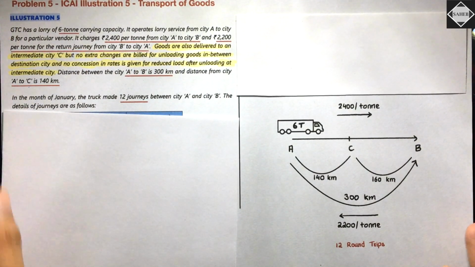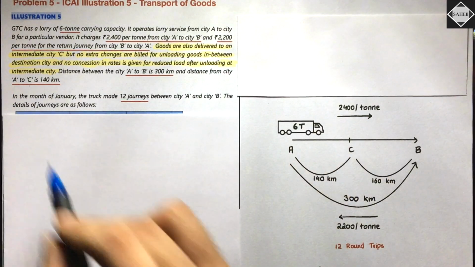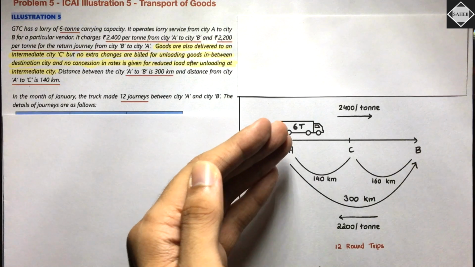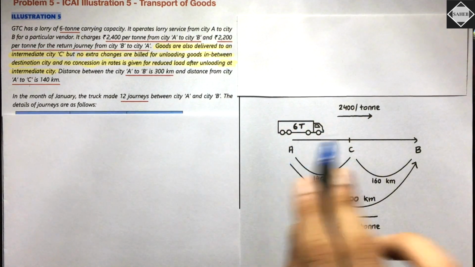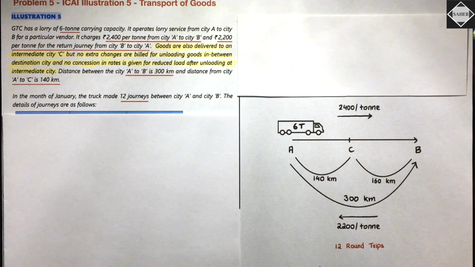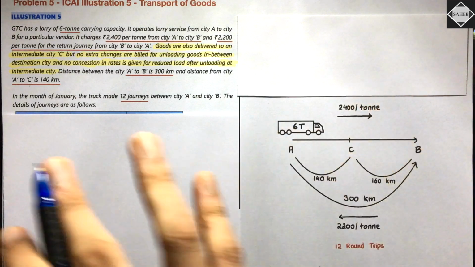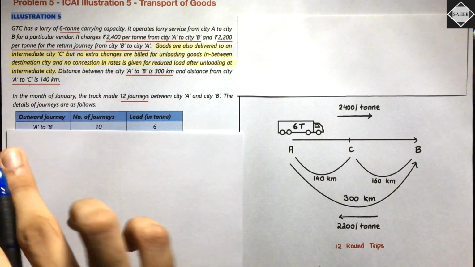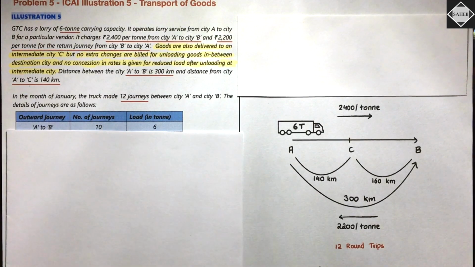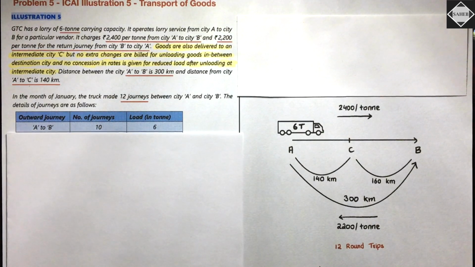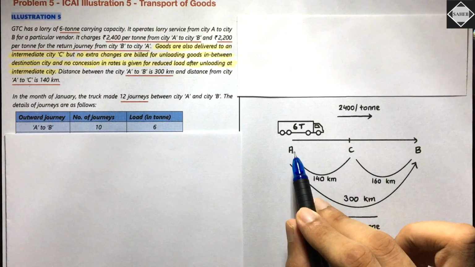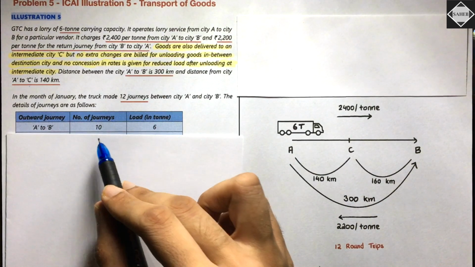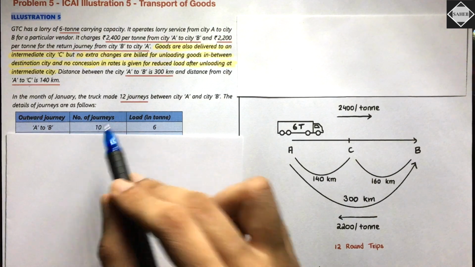Then they have given us the details of these 12 round trips. You have to understand clearly. 12 times we have gone outward from A to B, and then 12 times we have returned. Now here they have given the breakdown of how it has happened. So let's see. Outward journey, number of journeys, load in ton they have given. Directly from A to B we have gone how many times? 10 times. 10 journeys have happened like this.